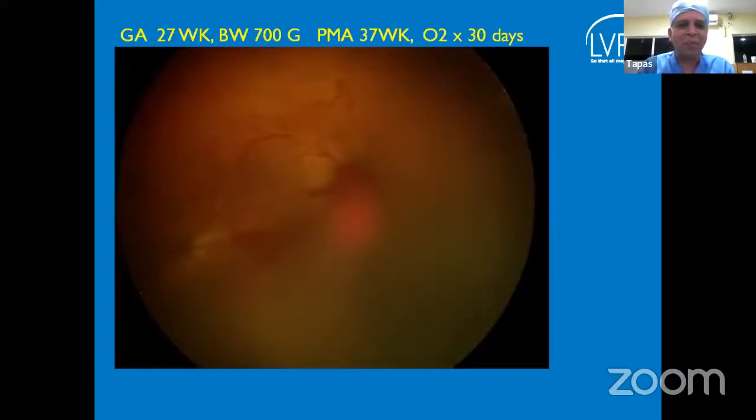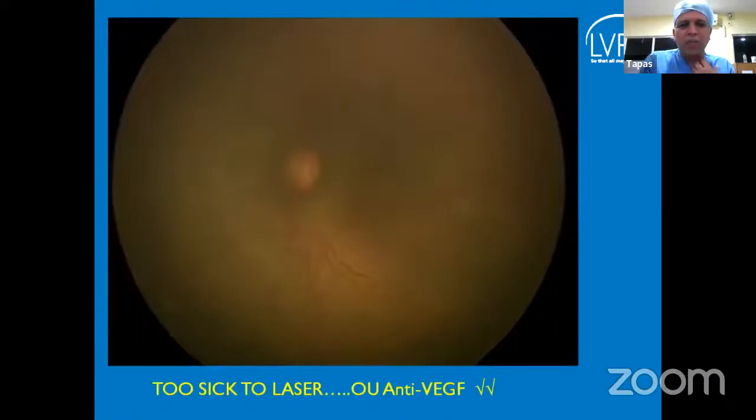This is a baby, 27-week gestational age, birth weight 700 grams. He came to us at 37 weeks of post-menstrual age, almost 10 weeks after the baby should have come earlier, and was from an ICU where oxygen was given for 30 days. You can see there is arcading and shunting, and the media was hazy. This is the right eye, and the left eye.